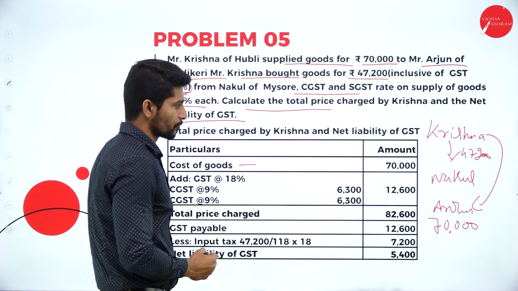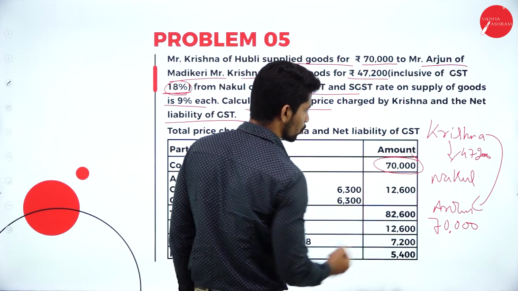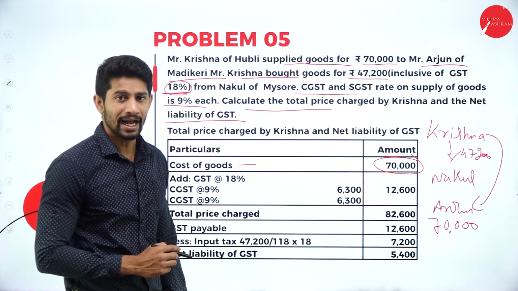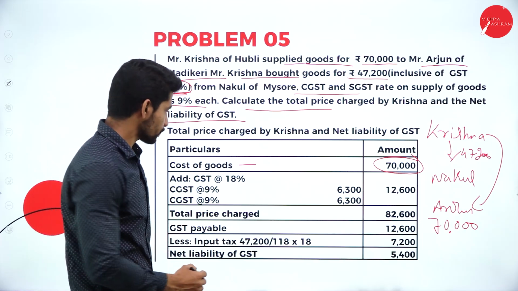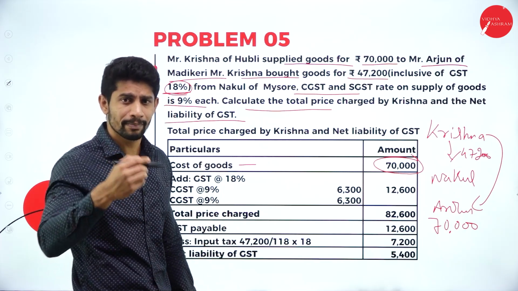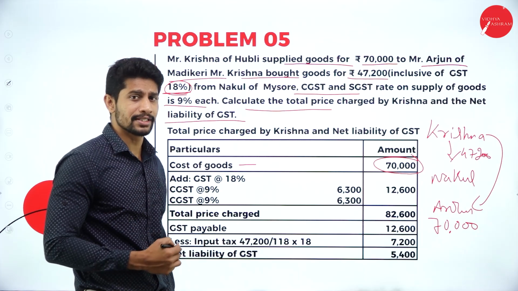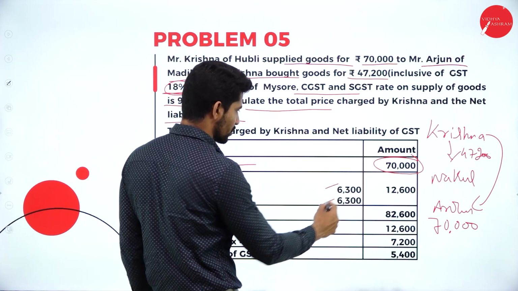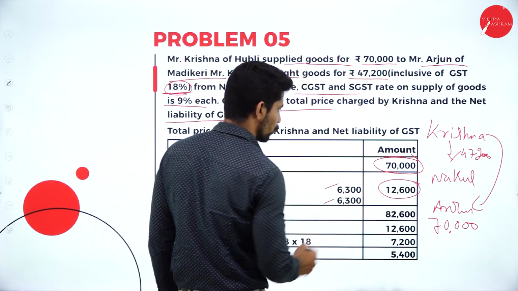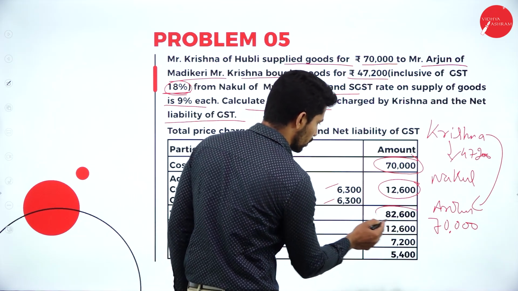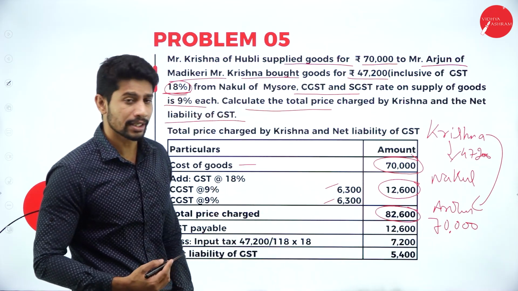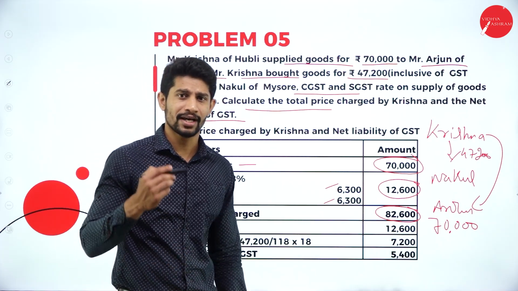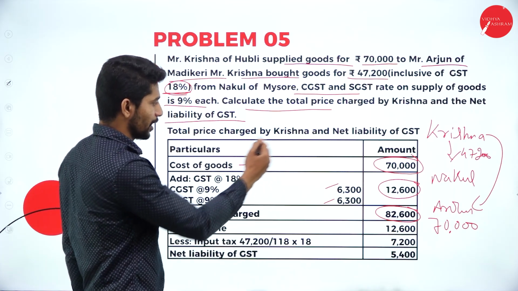So cost of the goods. So for what price Mr. Krishna is selling the goods to Arjun? For rupees 70,000. So add GST on 70,000. That is 9% each, because both the parties are in the same state. 9% CGST, 9% SGST on 70,000. You will get 6,300, 6,300. Total GST of 12,600. And now the total value charged by Mr. Krishna to Mr. Arjun is 82,600. Okay, the total price charged by Mr. Krishna to Mr. Arjun is 82,600.